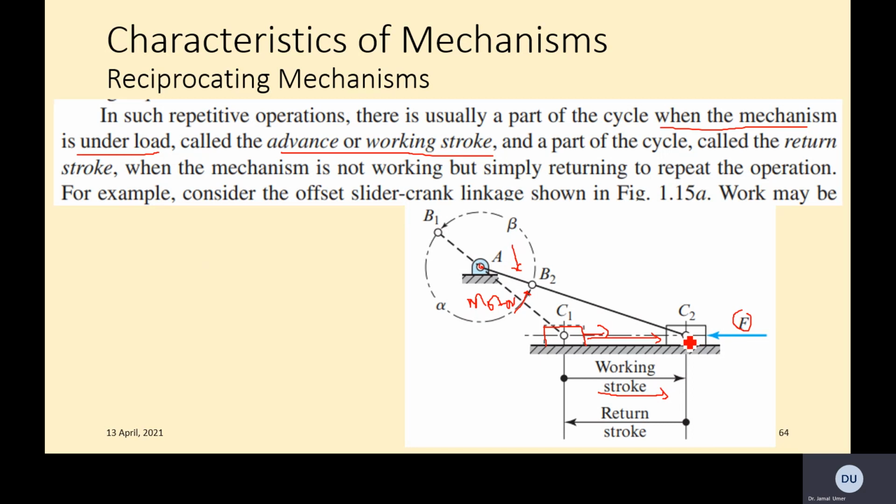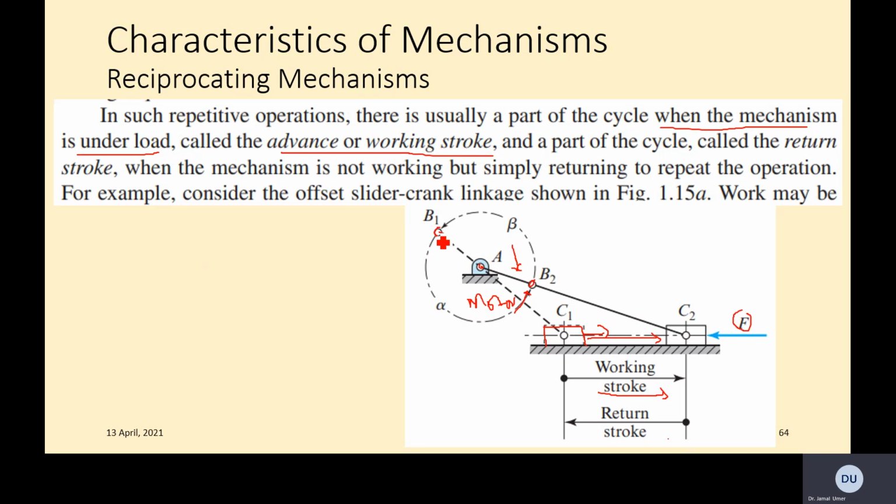And once it has done its work by reaching C2, now it has to come back. That coming back will be called the return stroke, right? Now you can imagine when we are at C1, the crank position is over here, B1. So when we are at C1, B1 is over here. And then when we have reached C2, the crank position is at B2 at this point. Now you just try to understand here.